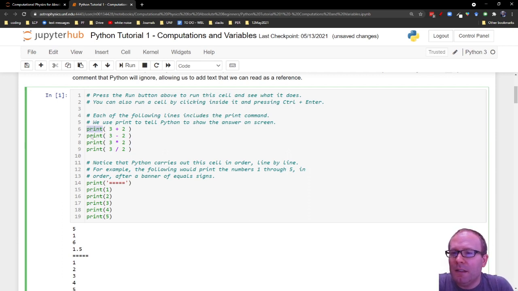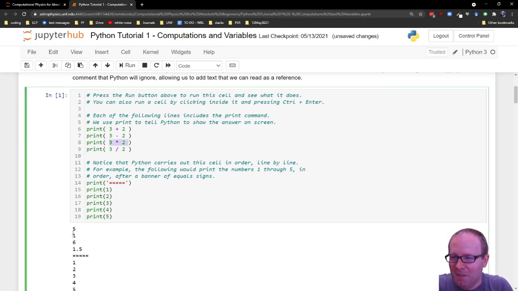So you take the print function and you place inside the parentheses the thing you want it to print, the computation you want it to output. In this case, I want it to output 3 plus 2. I happen to know the answer to that is 5, and I'm glad to see Python gets the same answer here with 5. Next line, I see a 3 minus 2. Well, I know the answer to that is 1. Python gives me a 1.